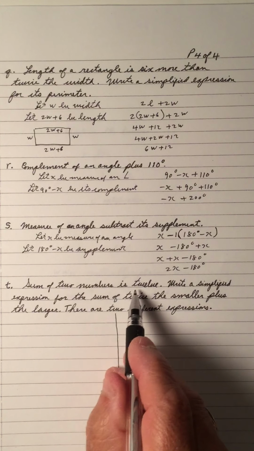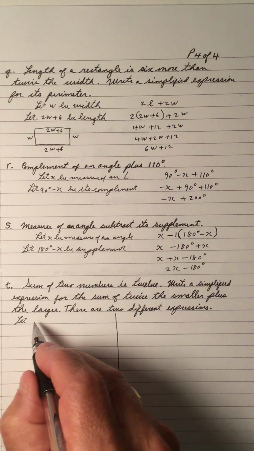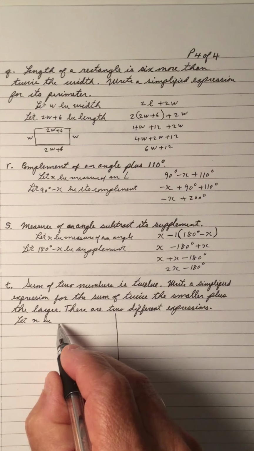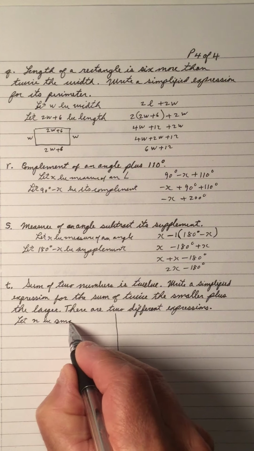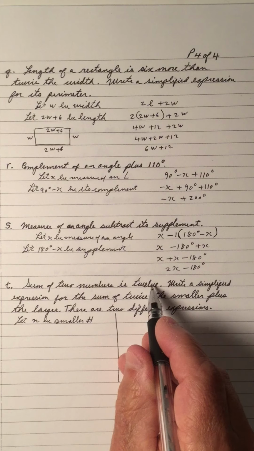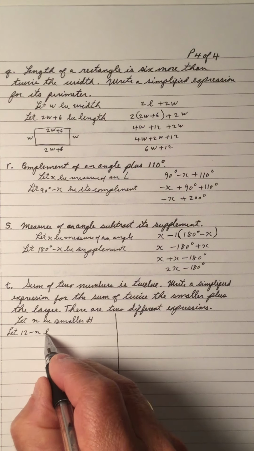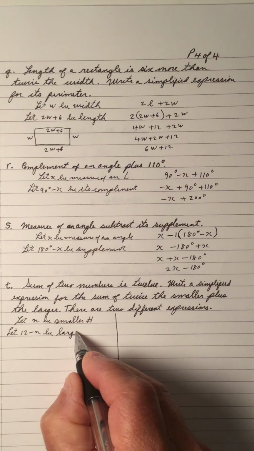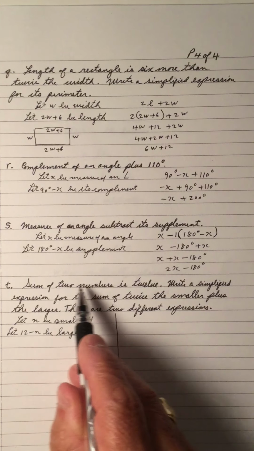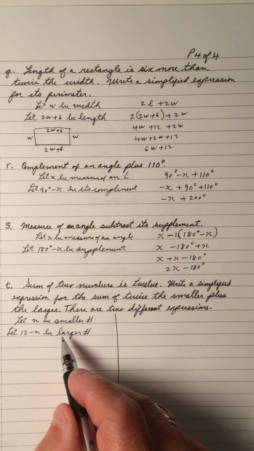The sum of two numbers is 12. So what I'm going to do is let n be the small number. The sum of the two numbers is 12, so that means the other number must be 12 minus n. Based on the first sentence, because the two numbers add up to 12, one is n, the other one is 12 minus n. But I indicated that's the small number and that's the large.